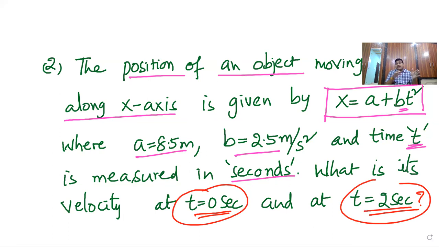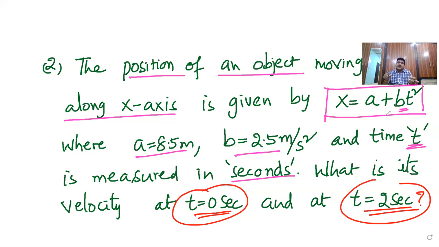The object is moving along the x-axis, which means displacement is along the x-axis. It is a displacement equation only. On the left-hand side, x is displacement. On the right-hand side, it is dimensionally a fit equation. A is in meters, B is in meter per second square, and t square is second square. The second square cancels out, so the entire term comes in meters. A is already in meters.